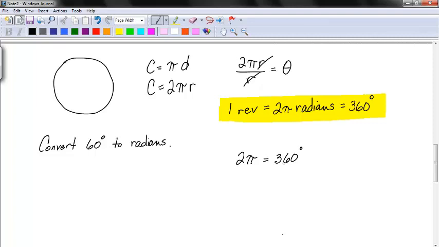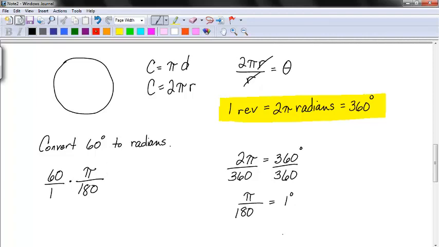I want to know what 1 degree is. So divide by 360. If you divide by 360 on that side, you've got to divide by 360 on this side, and you can reduce. The 2's divide out, and you end up with pi over 180 radians equals 1 degree. So if you take 60 degrees, 1 degree is pi over 180, and you've got 60 of them, so multiply by pi over 180. These reduce. 60 goes in there once, and 60 goes in there 3 times. Multiply across on the top, you end up with pi. Multiply across on the bottom, 3. So 60 degrees is pi over 3 radians.